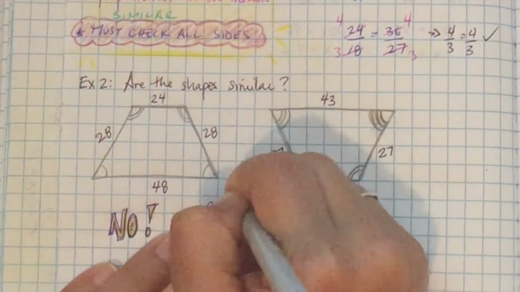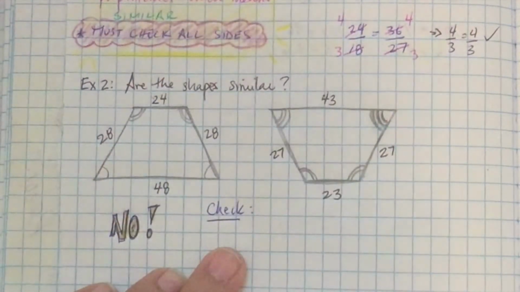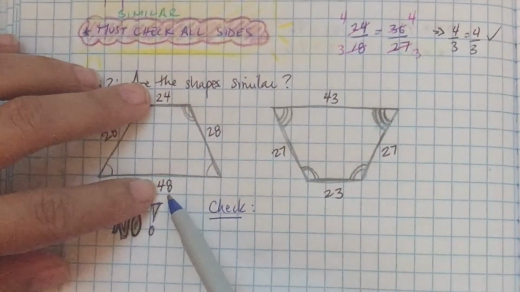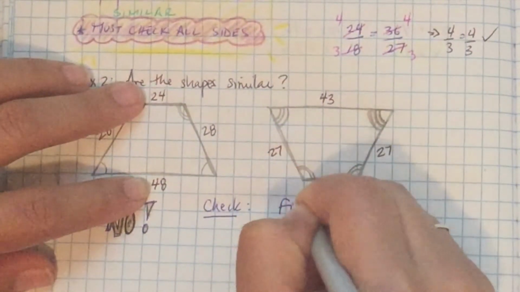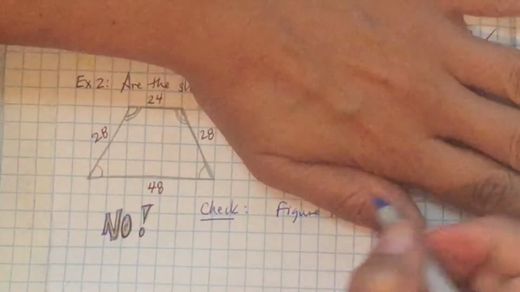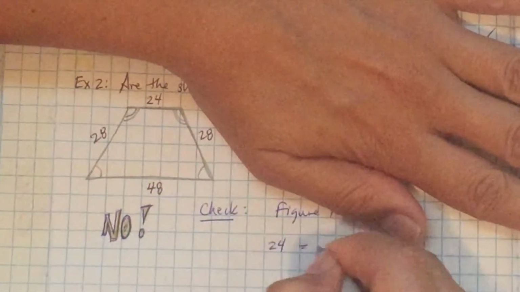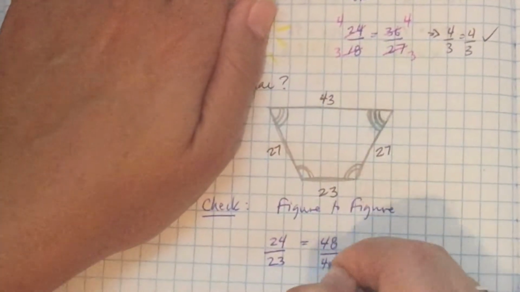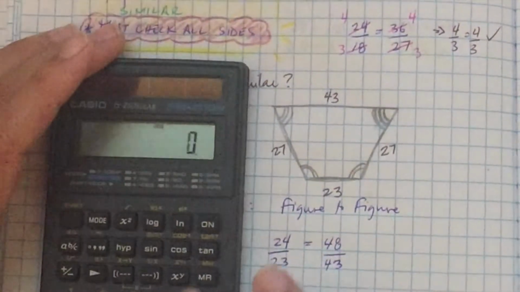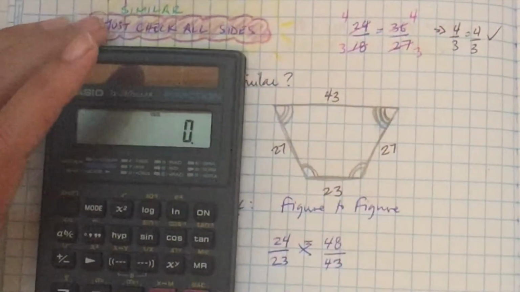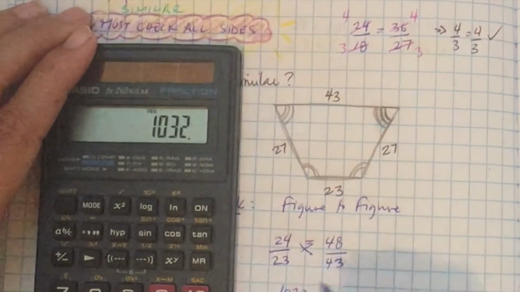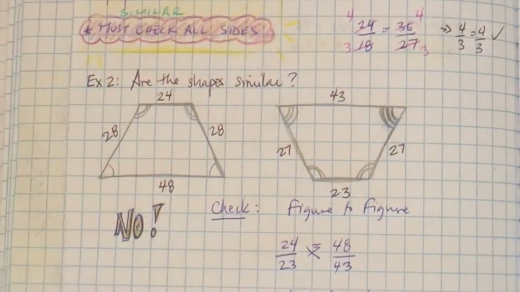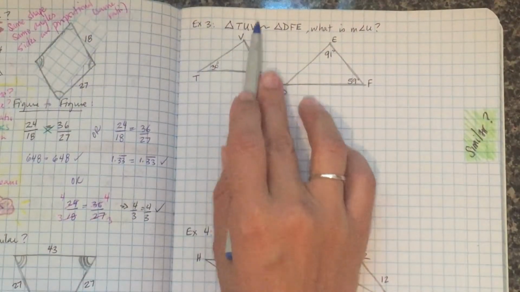Alright, so let's set it up. I'm going to do the first figure. I'll do figure to figure. And I'll do the horizontal line, small to big. So small to big will be 24 over 48. And small to big horizontal lines, 23 to 43. Then I'll do the cross multiplying one, but you remember there are 3 ways you could do it. Cross multiply, so 24 times 43, 1032, 23 times 48, 1104. Are those 2 numbers the same? No. So they are not proportional. So they are not similar figures.